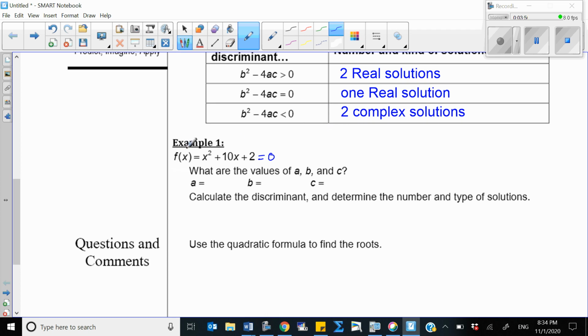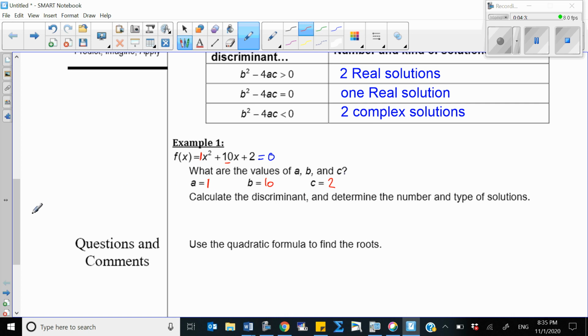Before using the quadratic formula, we need to make sure that this is in standard form, which it already is, because it starts from x squared, then x, and then the constant number. So now I can identify my a, b, and c values. a is the coefficient of x squared, so it's 1 here. If we don't have any number in front of the variable, the coefficient is 1, so this is 1. b is the coefficient of x, which is 10 in this case. And c is the constant number, which is 2.